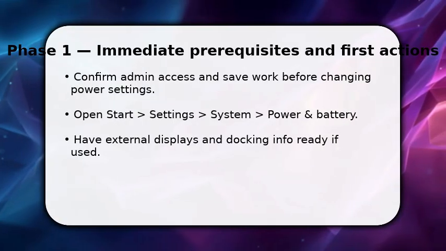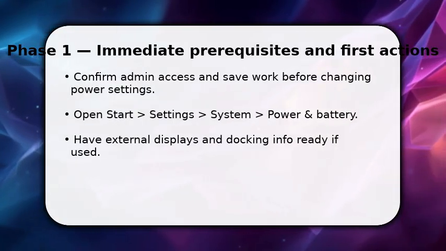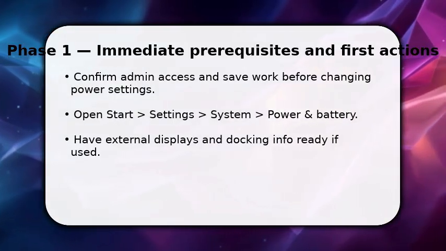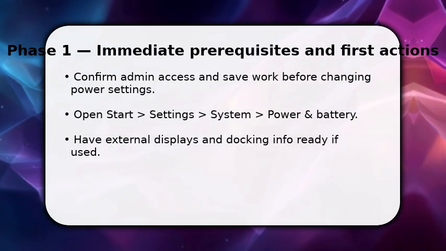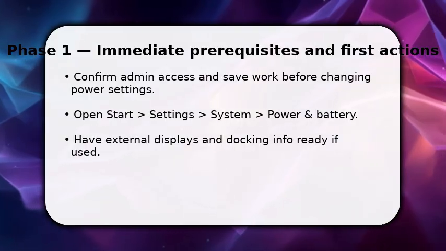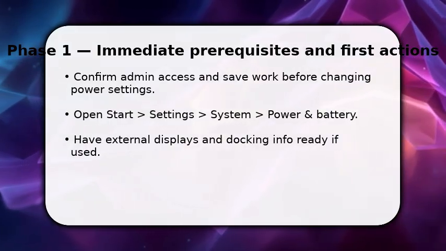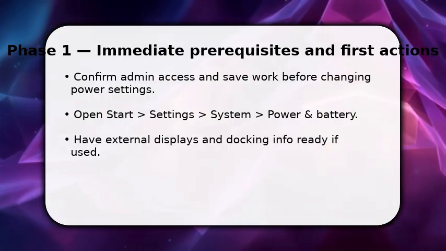You start by confirming you have admin access and saving any open files. This prevents interruptions. Next, open Start, choose Settings, then System, and select Power and Battery. Once there, make sure to have any external monitor or dock connected so the system shows those profiles.